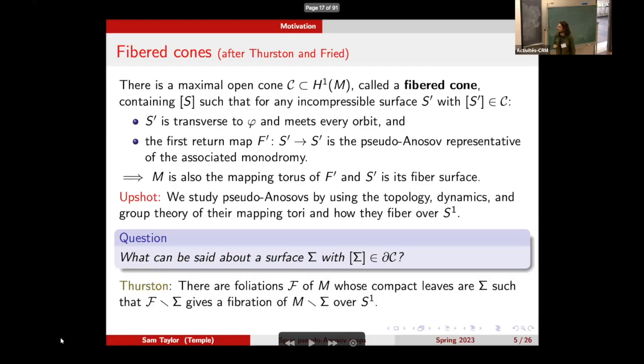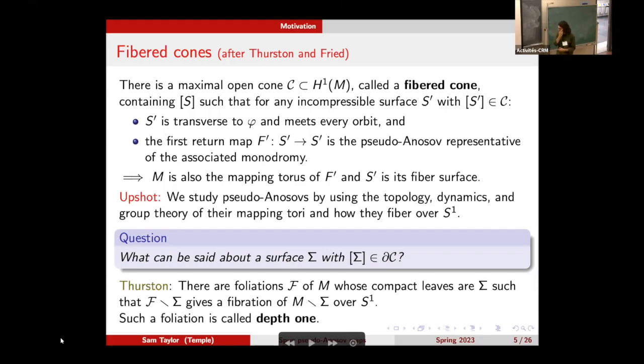Okay, so Thurston already tells you what you should think of what happens with the surface in the boundary of the cone. In the interior of the cone, you get these foliations by fibers. It's a fibration of the manifold. When you're in the boundary of the cone, you get a different type of foliation. You get a foliation where the compact leaves are exactly sigma. And when you remove those compact leaves, what you're left with is a foliation again by fibers, the complement of those compact leaves fibers over the circle. So this is an example of what's called a depth 1 foliation.